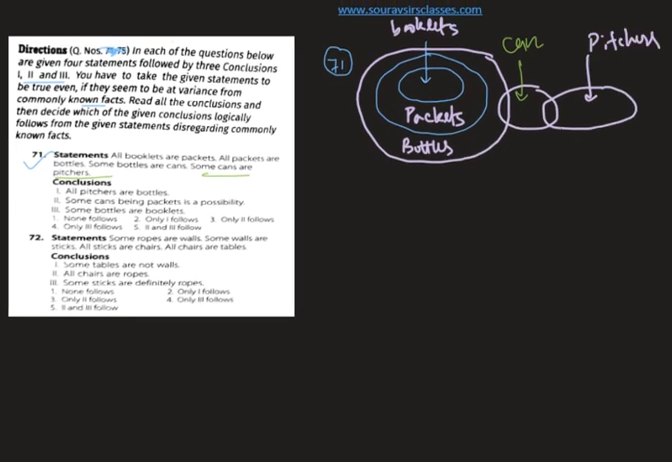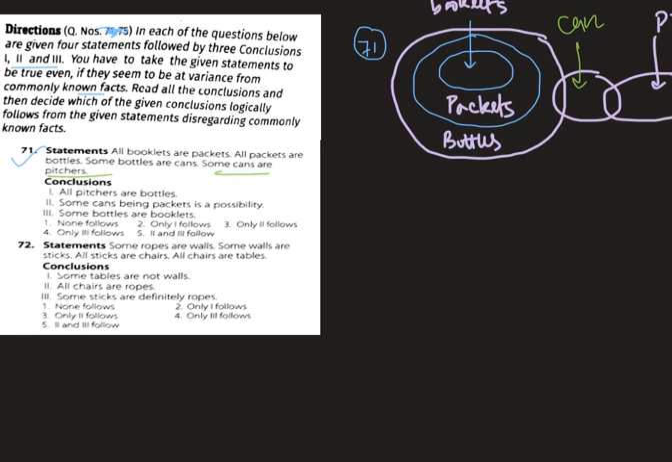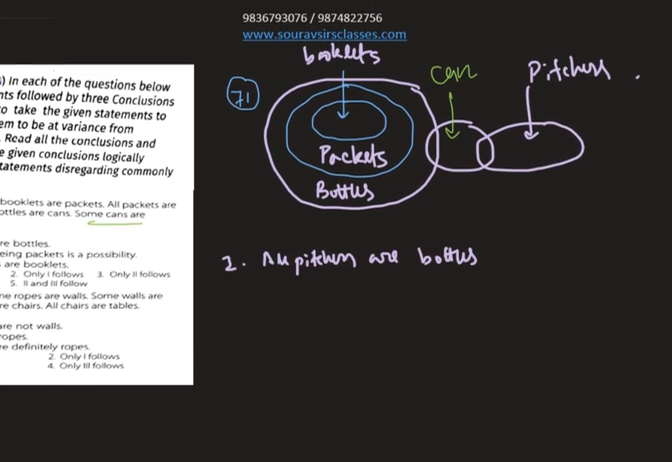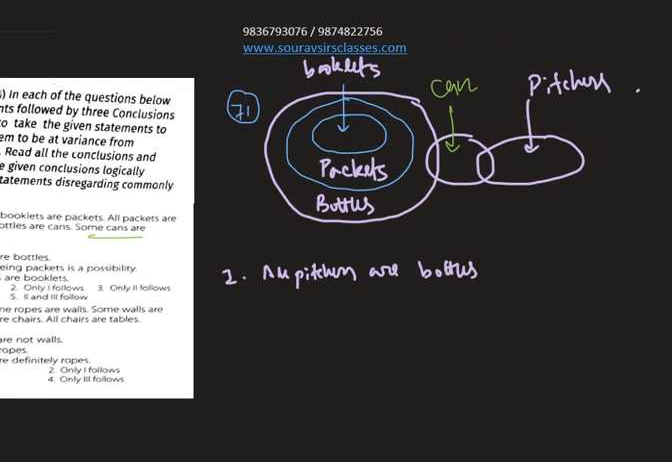Now let's see the conclusions. The first conclusion says that all pitchers are bottles. Now let's check with the help of this Venn diagram whether this statement is true or false. We can see that this is pitchers and this is bottles, and there is no link between them. Therefore, all pitchers are bottles is a wrong statement.